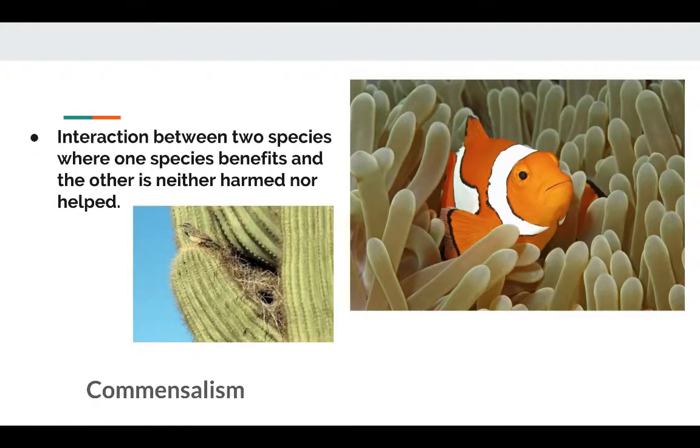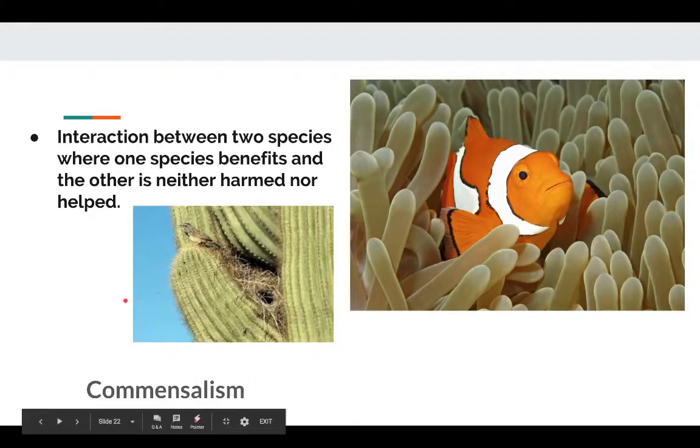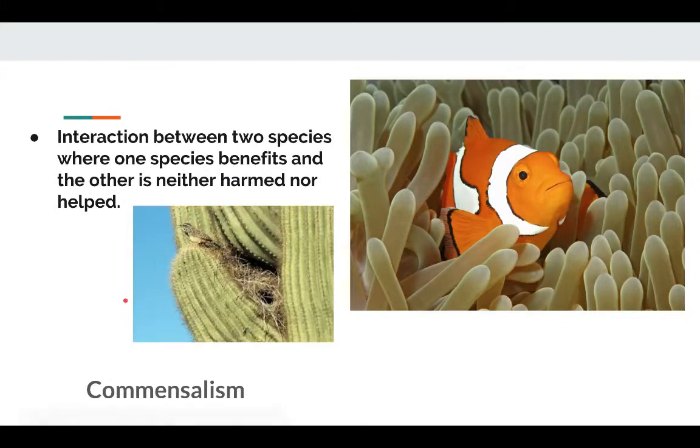When it gets to commensalism, only one's benefiting. You don't have any harm for the other. It's not helped as well. So in the case of the bottom left here with the bird, it's got its nest in a cactus. Good spot to be for protection. Again, the cactus is not helped nor harmed. And we all know the clownfish and the sea anemone with its stinging tentacles. The clownfish is resistant to that sting, so it's going to hang on the anemone for protection.